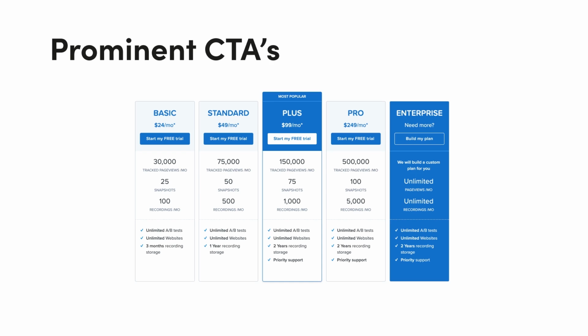And you want to make sure that you're using a prominent call to action on the tables. It has to be very easy to choose one of them, and you'll do that by making the buttons obviously very clear, like you would for any call to action.